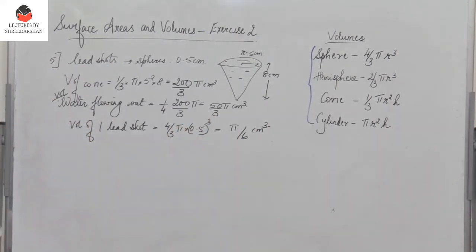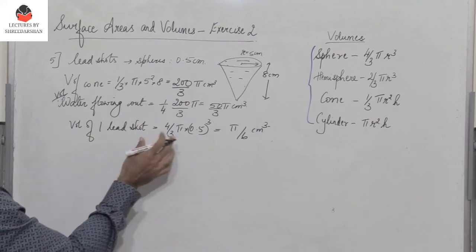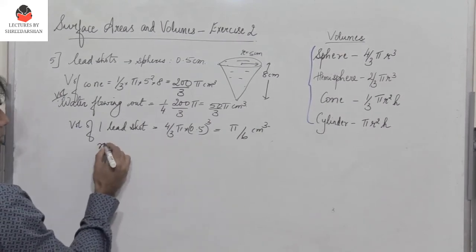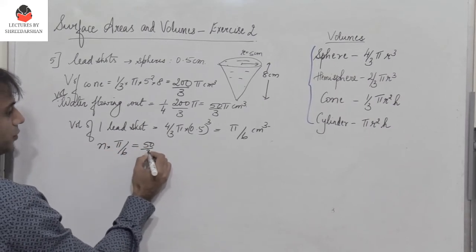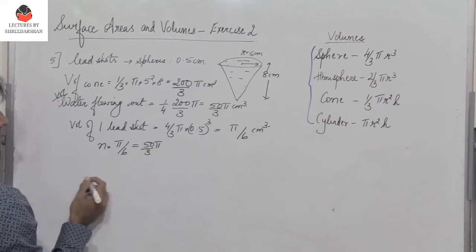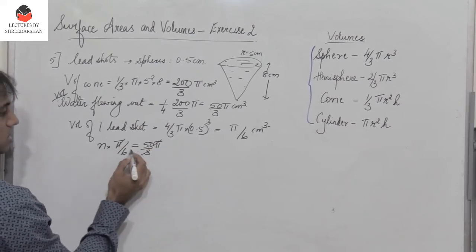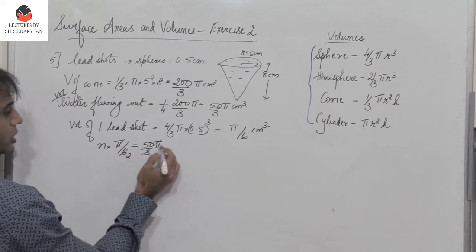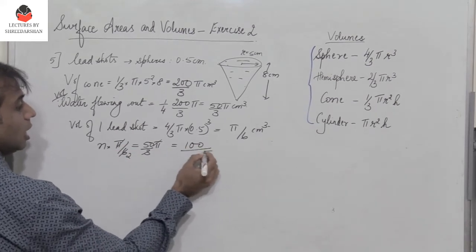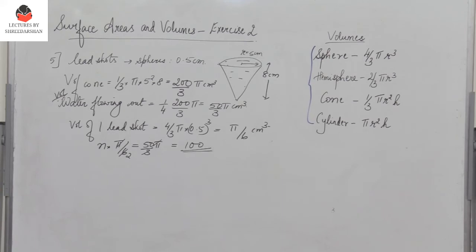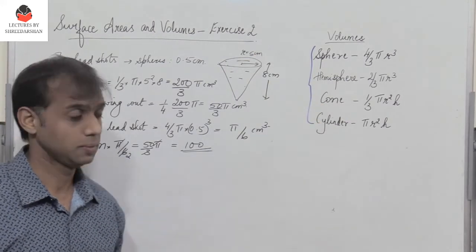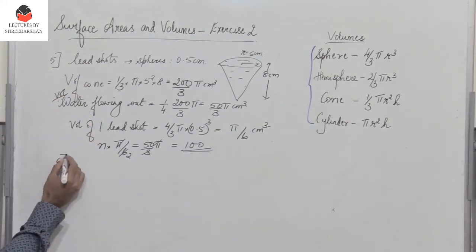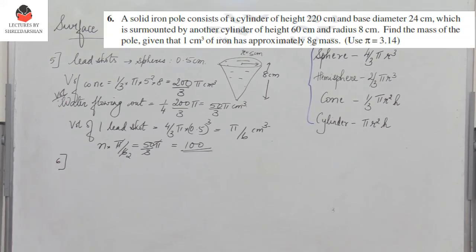So how many lead shots are there? We need to know the number of lead shots. So n into π/6 equals 50/3 π. Alright, so π gets cancelled, 3 and 2, so 2 into 50 is 100. So you have 100 spherical lead shots which have been dropped into this cone which was filled with water, and then we had 1/4 of the water flowing out. A very interesting problem.